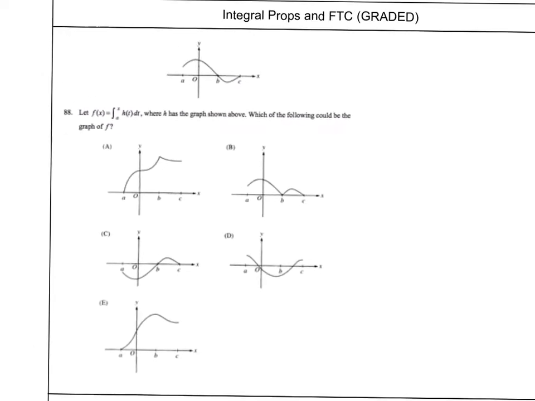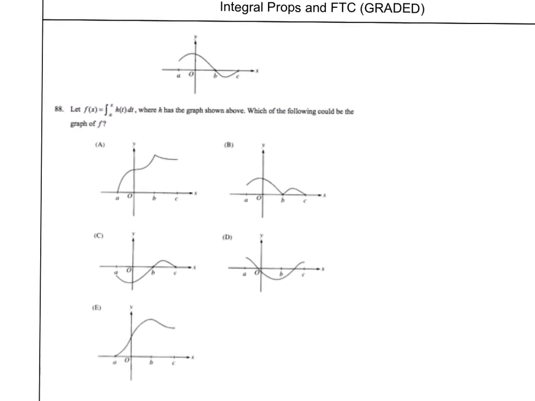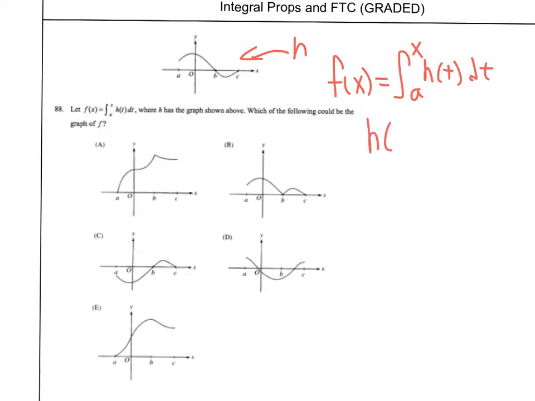Starting off, we've got some kind of a thing that we can barely read. So I'm going to rewrite this integral part just so we can understand what's going on here. That tells us that f of x is equal to the integral from a to x of h of t dt, and we have the graph of h up above. What this is basically saying is that if I were to take the derivative of this, we'd have h of x, and that's going to be equal to f prime of x.